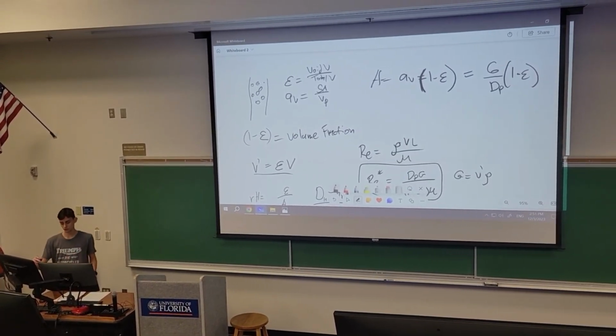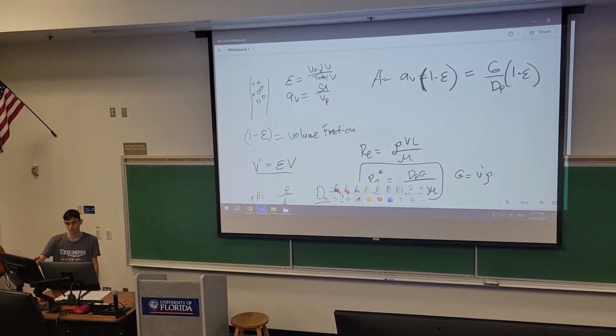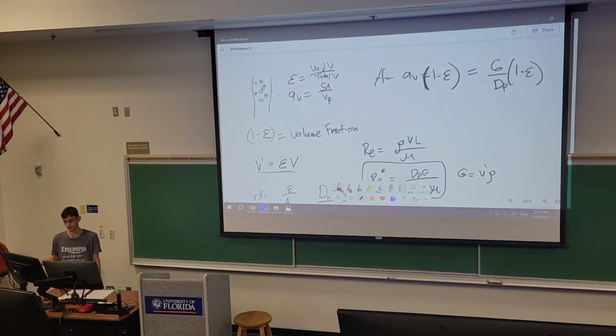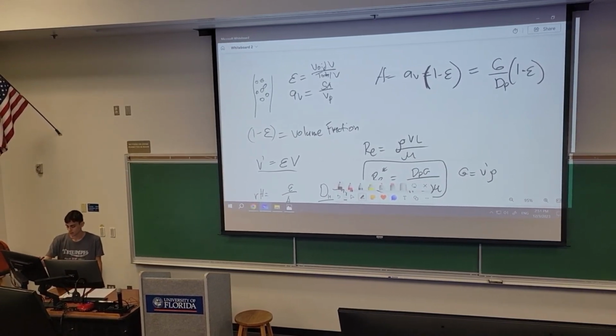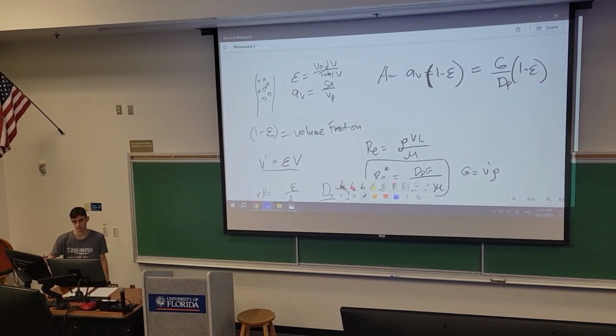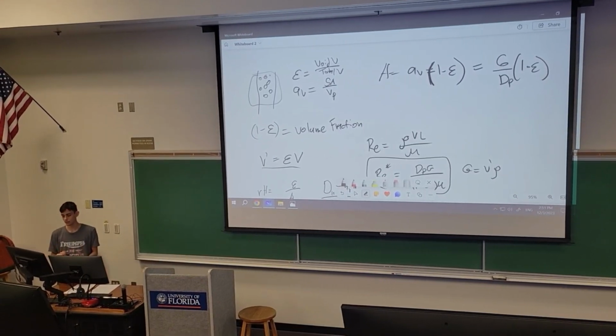A packed bed is just a reactor that's packed with a whole bunch of particles, and they act as a catalyst for the reaction that's going to happen in there. And this isn't accurate. Maybe if you go to FSU, you only use this many particles, but in reality, there are a lot more in the bed at one time.